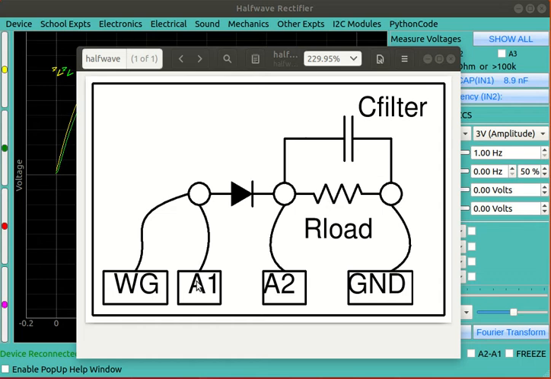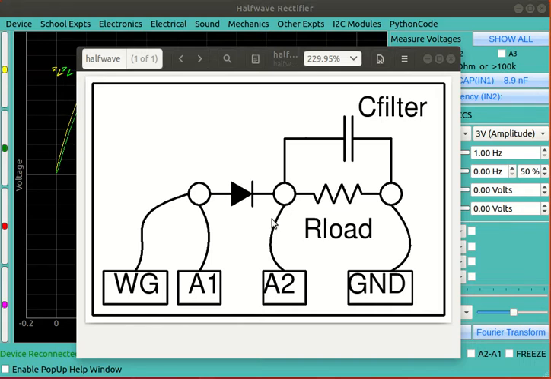What you see here is a schematic of a half-wave rectifier using a PN junction. You know that a PN junction conducts only in one direction. Suppose here you give a sine wave from the waveform generator. So here the positive half will pass through and negative half will be blocked by the PN junction.